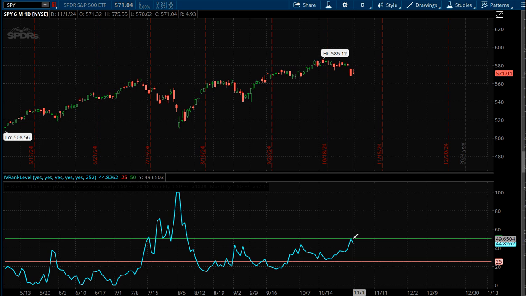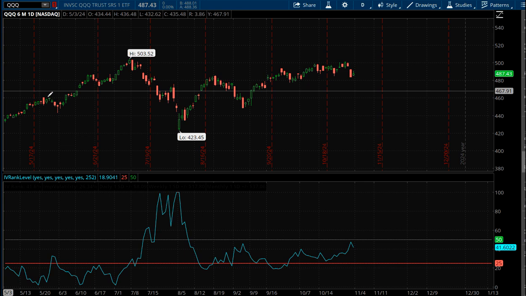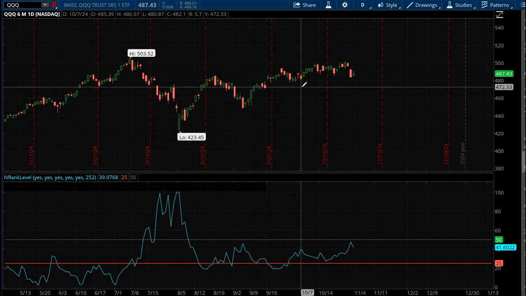And obviously with the election coming up, there's probably a lot of turmoil just in general. Nobody knows what's going to happen. So volatility is high in the market right now. If we look at the NASDAQ, obviously a similar picture. Usually they kind of fairly well mimic each other.